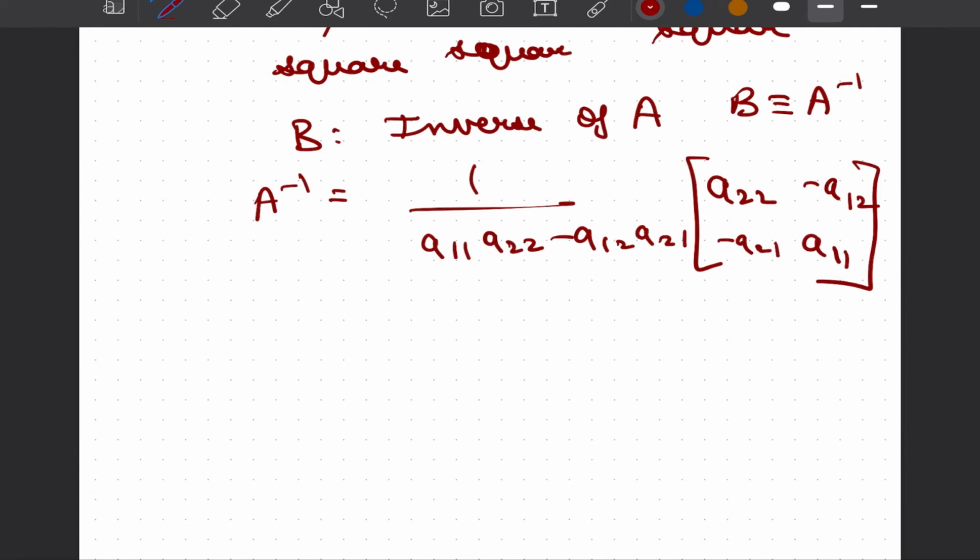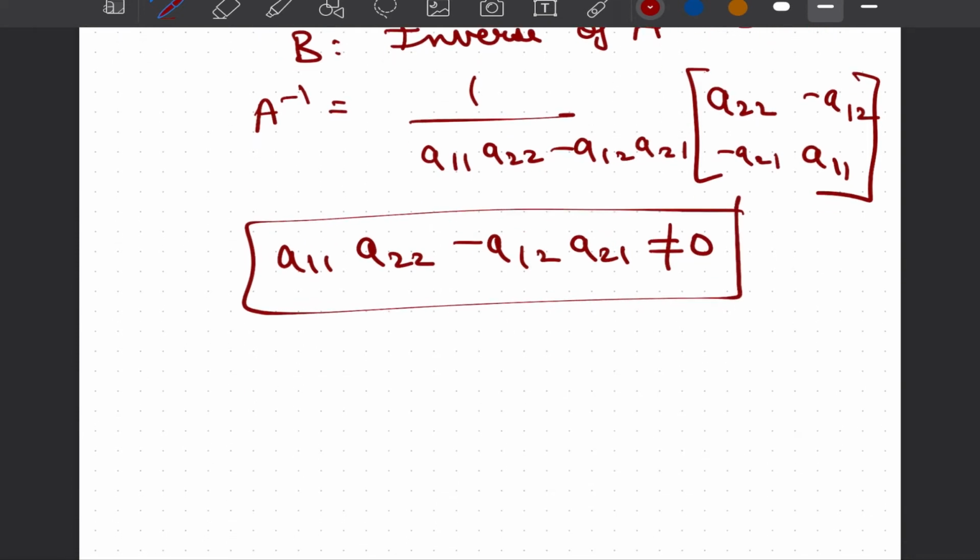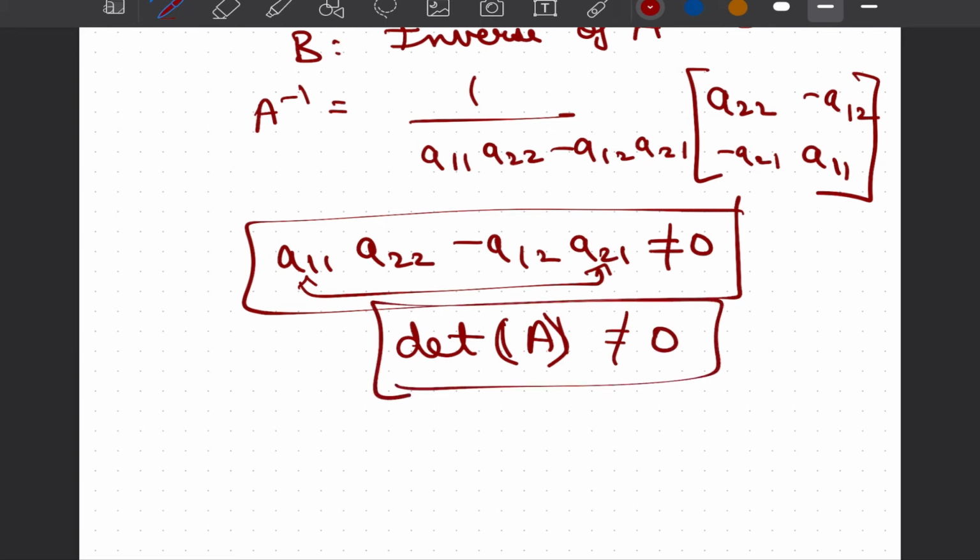And we can clearly see that this inverse is only defined if A11 A22 minus A12 A21 is not equal to 0. And we just learned that this is also the determinant of the matrix A, which is the determinant of a 2 cross 2 matrix, and this has to be not equal to 0 for the matrix to be invertible. As long as it is equal to 0, the inverse is not defined, and that is what this determinant tells us: whether a given square matrix has its inverse or not.